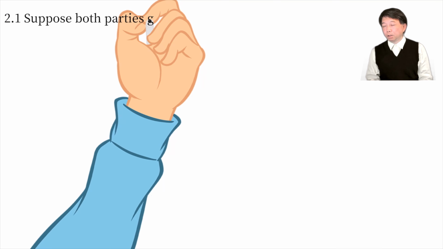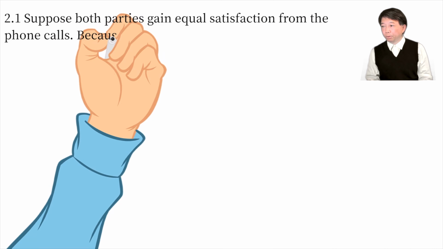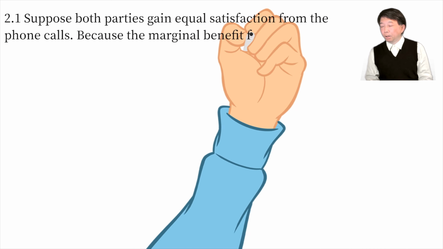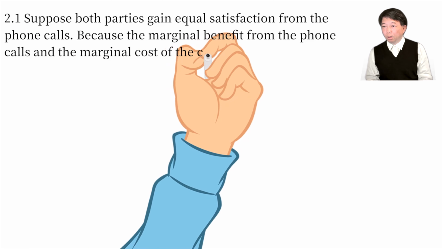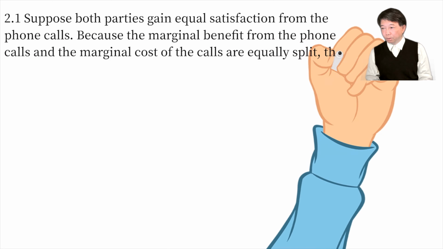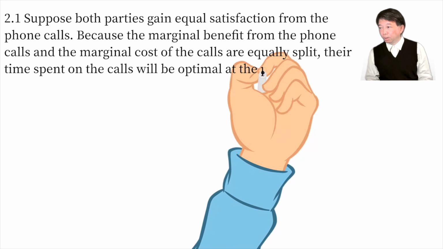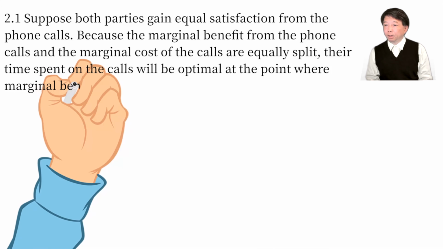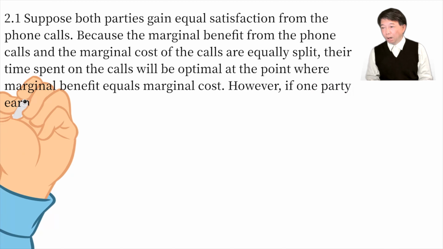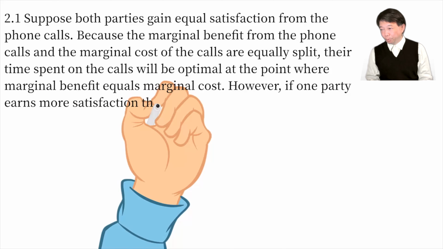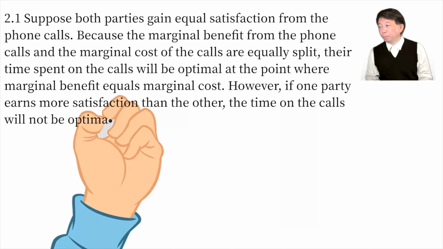Suppose both parties gain equal satisfaction from the phone calls. Because the marginal benefit from the phone calls and the marginal cost of the calls are equally split, their time spent on the calls will be optimal at the point where marginal benefit equals marginal cost. However, if one party earns more satisfaction than the other, the time on the calls will not be optimal.